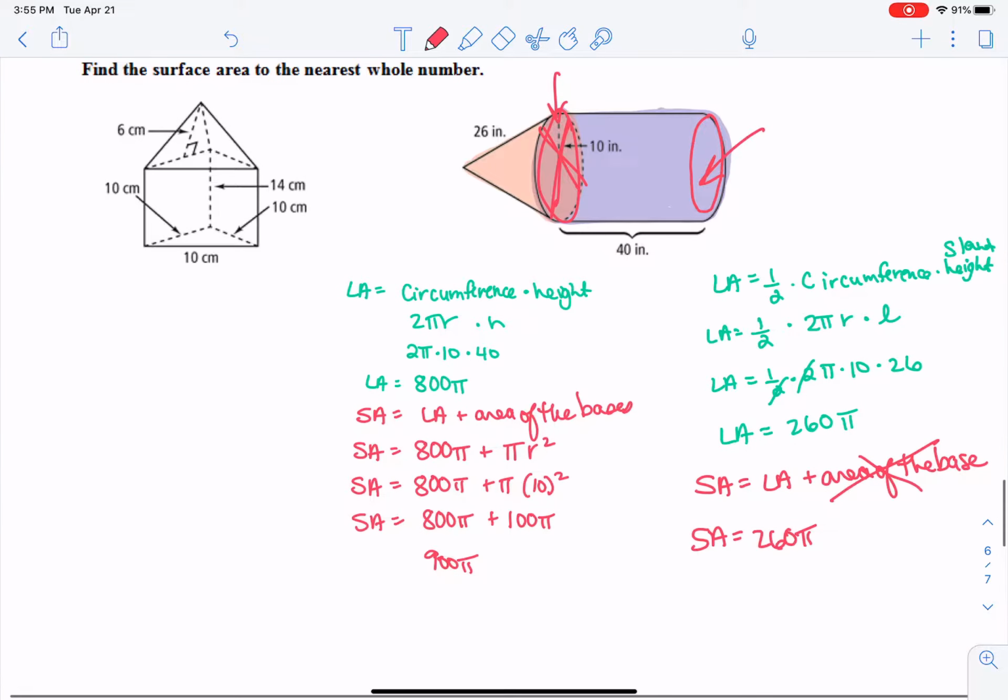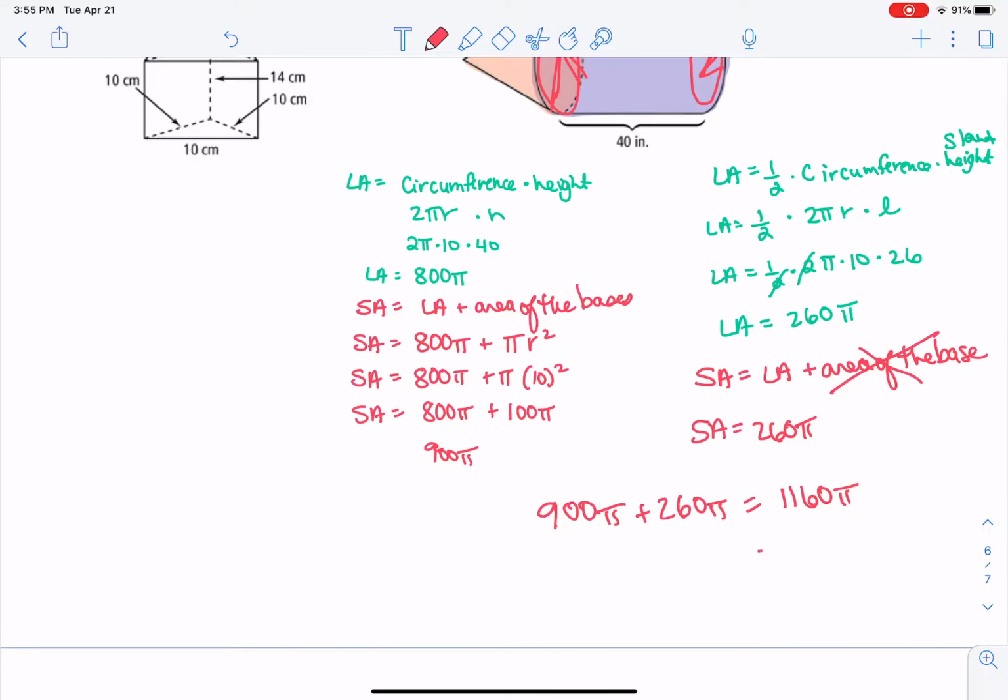So if I add that orange shape and that purple shape together, I'll have 900 pi plus 260 pi, and that will give me, I believe, 1160 pi. Let me double check that. Yep, 1160 pi, and then if you want that as a decimal, that is 3644.247, and my unit would be inches squared. So again, if you're trying to find out the material to cover this shape, that's how much you would need.